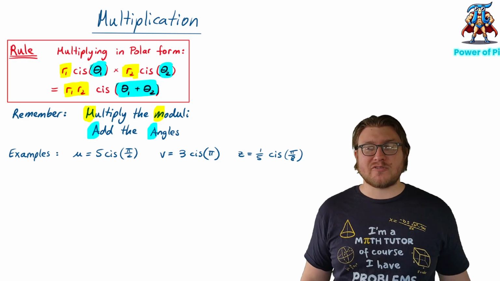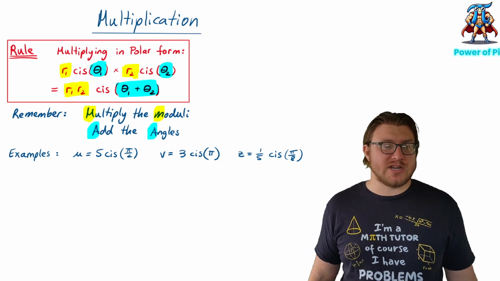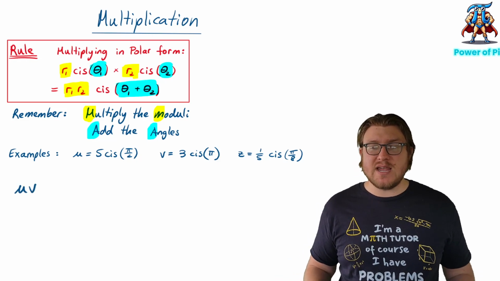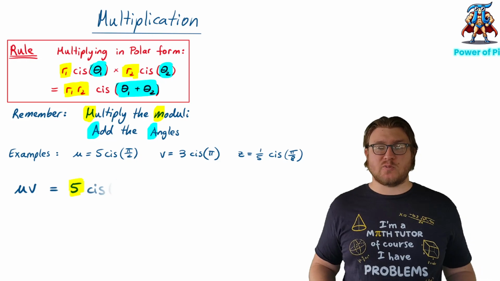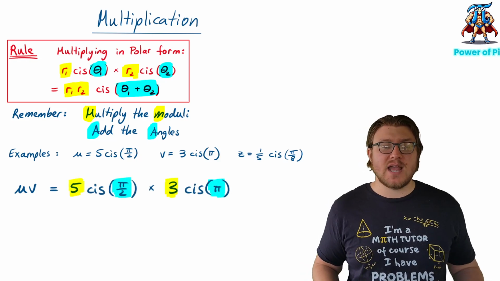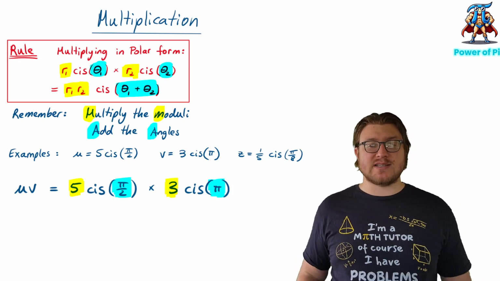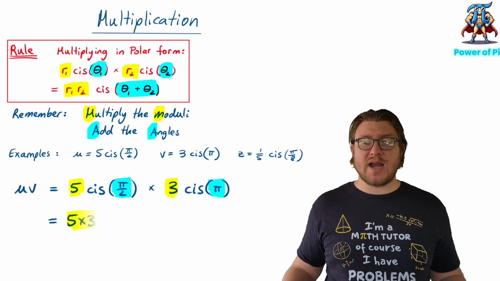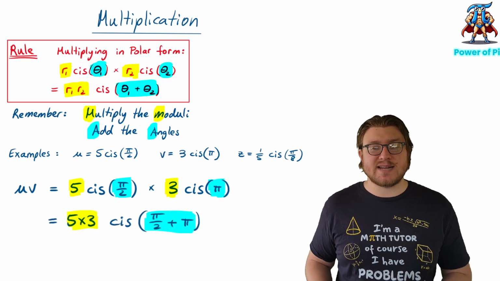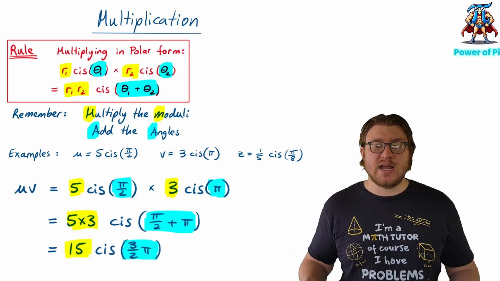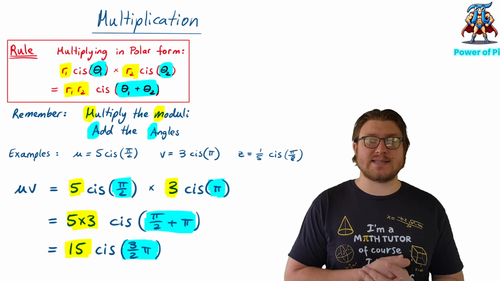So again, we've got three complex numbers here. I don't need to read them out, you can see them. So what is u times v? Well, how do these work? Let's write them out first. We need to multiply the moduli, so 5 times 3 is going to be 15. And we add the angles. We just use a calculator if we need to, or you can put them under the same denominator and figure it out. And we have our answer in polar form.